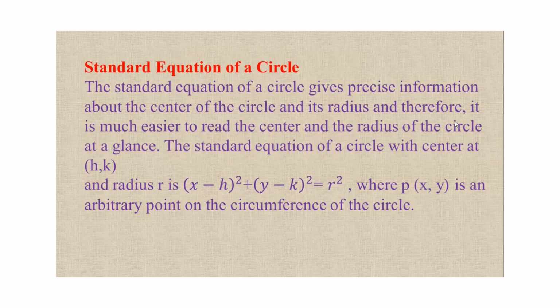Standard equation of a circle. The standard equation of a circle gives precise information about the center of a circle and its radius. It shows the center and the radius of a circle at a glance. The standard equation of a circle with center (h, k) and radius r is (x minus h) squared plus (y minus k) squared equals r squared, where P is a point on the circle, r is the radius of the circle, and C(h, k) is the center.